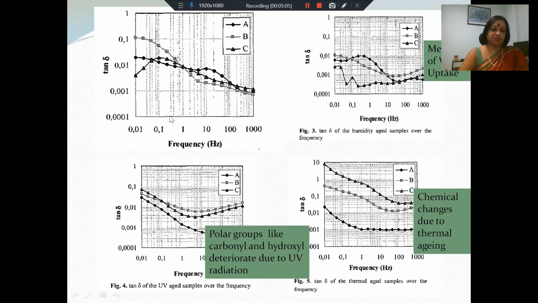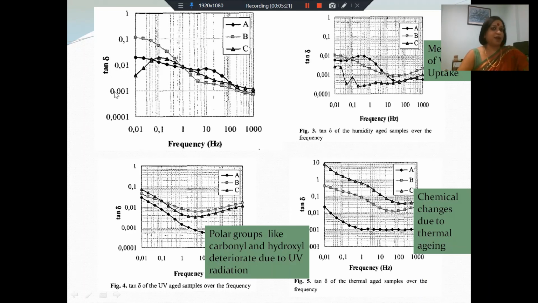There are various kinds of aged samples. These are humidity aged, these are thermal aged, and these are UV aged. These are the virgin samples, unaged samples of 3 unknown materials A, B, and C. And we are measuring the tan delta.